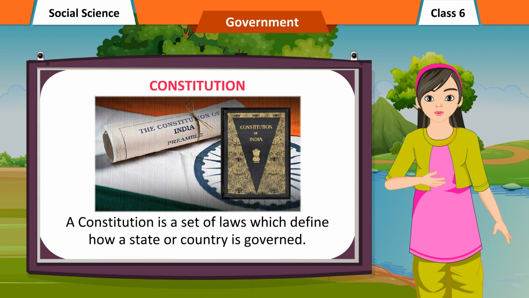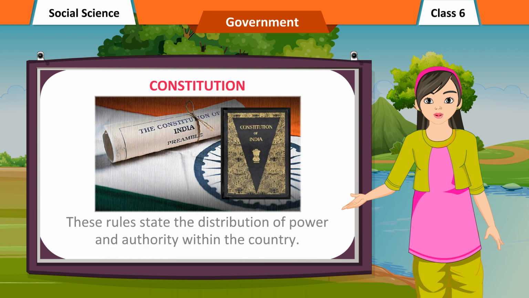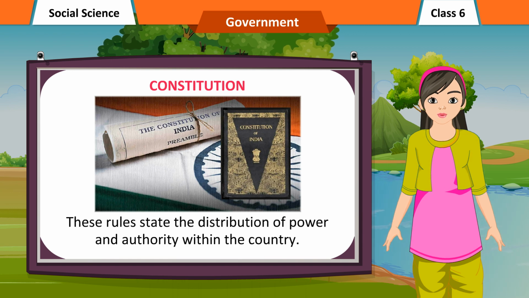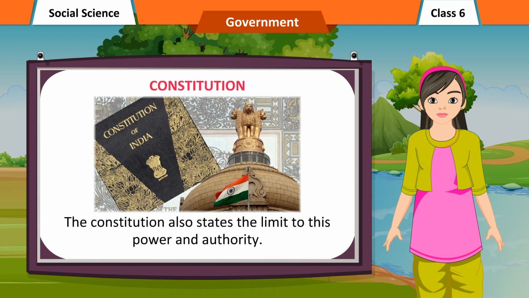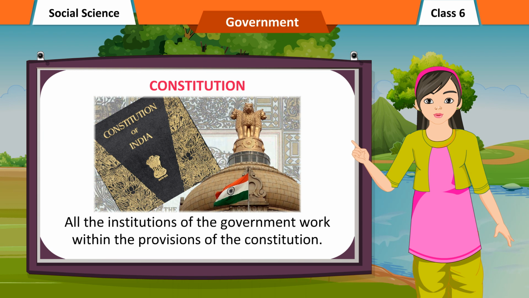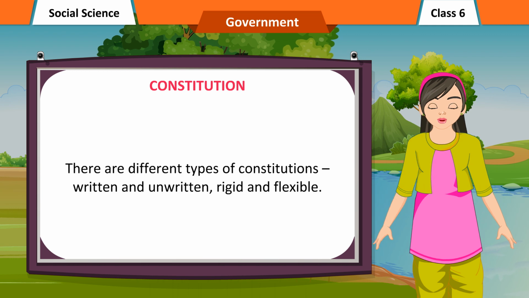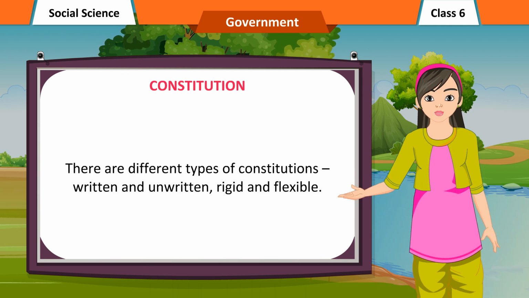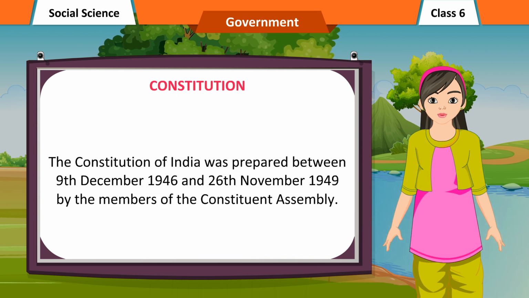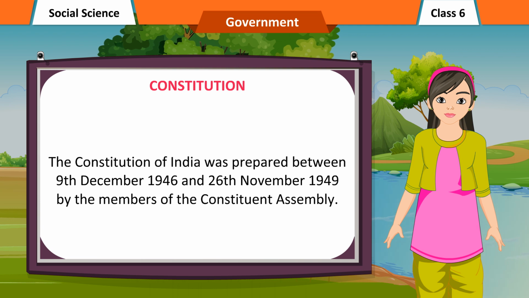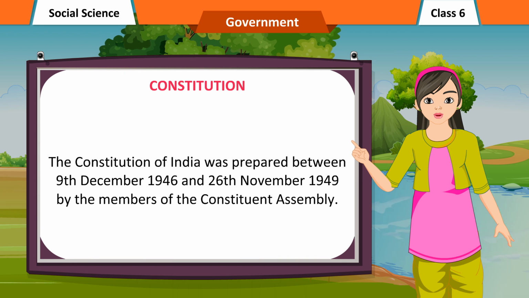Constitution. A constitution is a set of laws which define how a state or country is governed. These rules state the distribution of power and authority within the country. The Constitution also states the limit to this power and authority. All the institutions of the government work within the provisions of the Constitution. There are different types of constitutions, written and unwritten, rigid and flexible. The Constitution of India was prepared between 9th December 1946 and 26th November 1949 by the members of the Constituent Assembly.